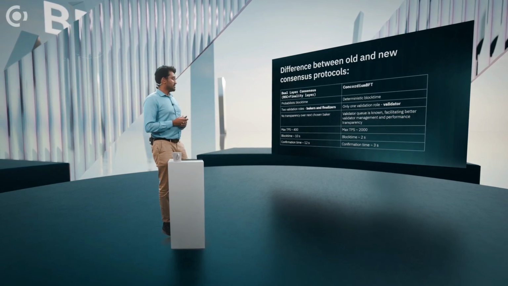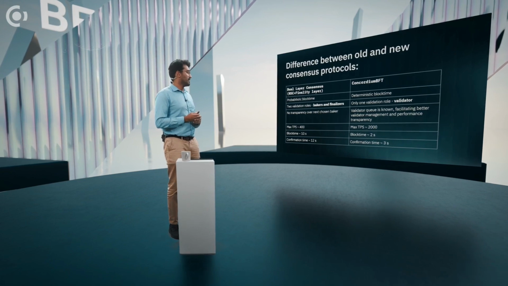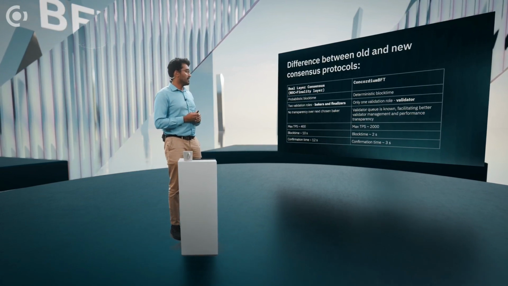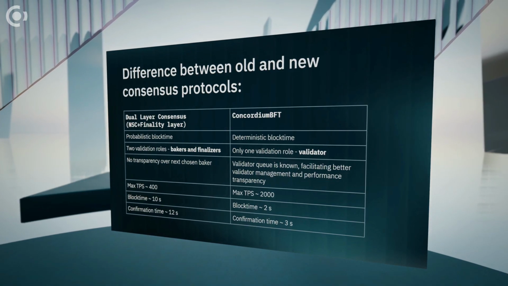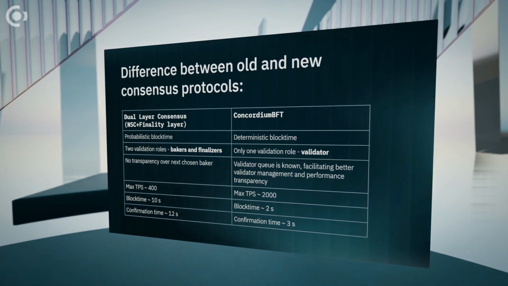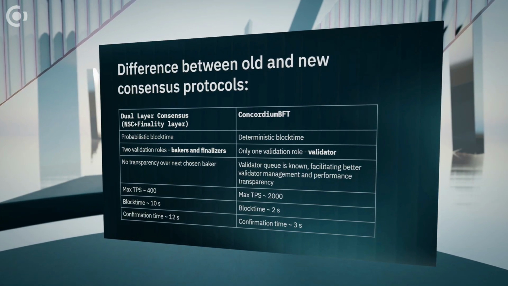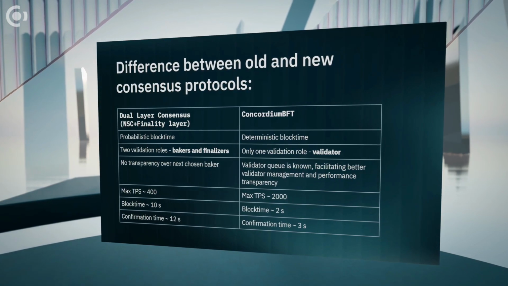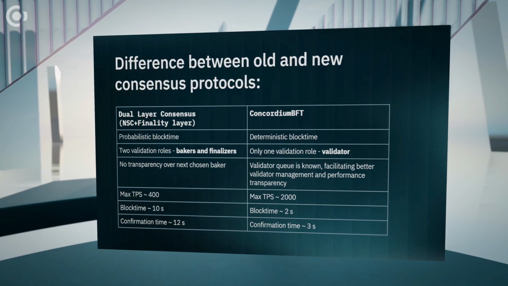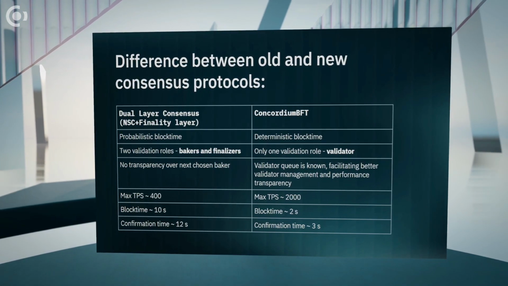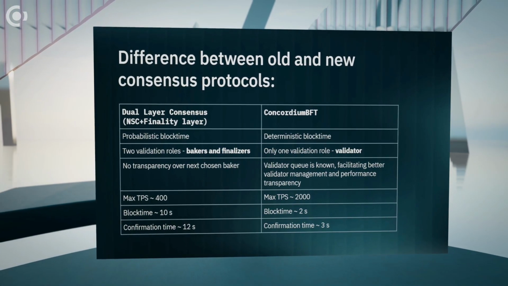And as the last slide in this presentation, I just wanted to show a comparison of the previous consensus layer that we had, the dual layer consensus, and the current one, Concordium BFT. The first main difference is that we have deterministic block time as opposed to probabilistic block time. Christian mentioned why this was the case. So this essentially translates to how the confirmation time affects the user. Now you have more predictable and deterministic confirmation times as a consequence of the block time being also deterministic here.